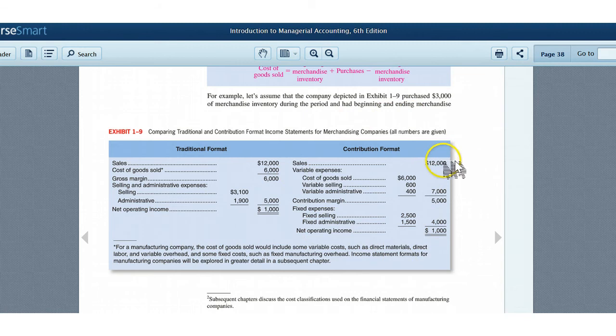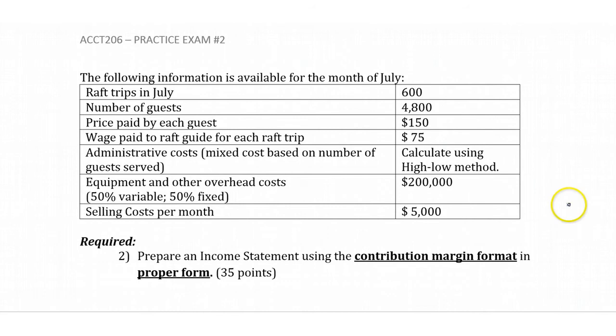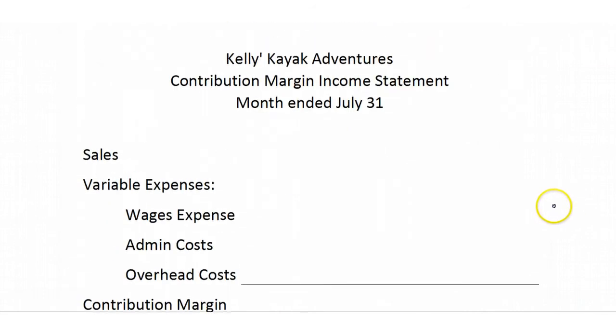So we're going to take sales, we're going to subtract variable costs to arrive at contribution margin, then we're going to subtract fixed costs to arrive at net operating income. And that's what I've done here. So I've taken Kelly's, I guess I'm missing an S there, Kelly's Kayak Adventures contribution margin income statement, month ended July 31st, we don't know the year.